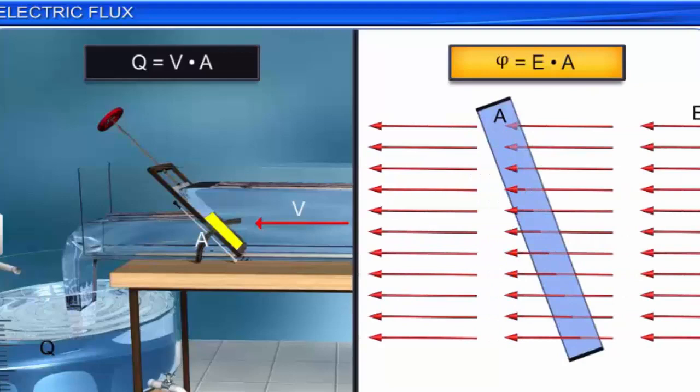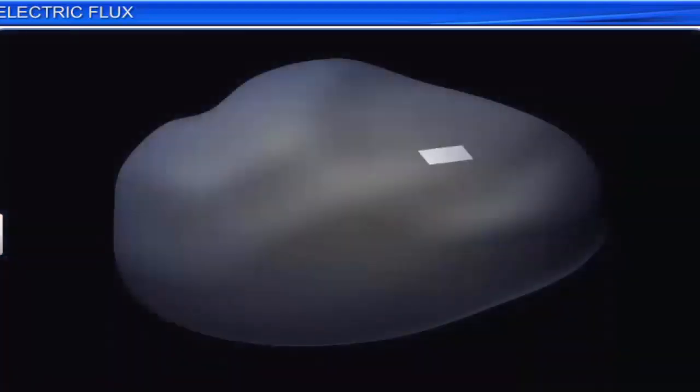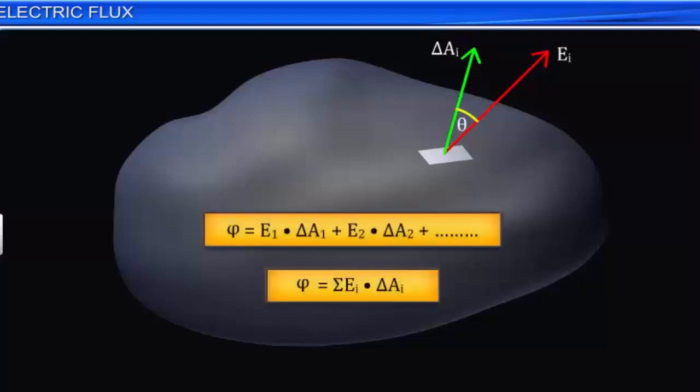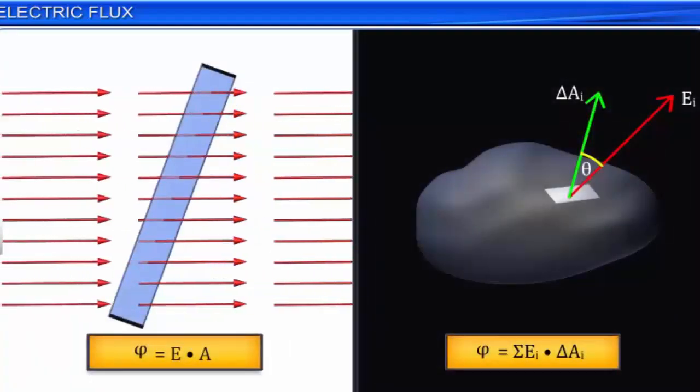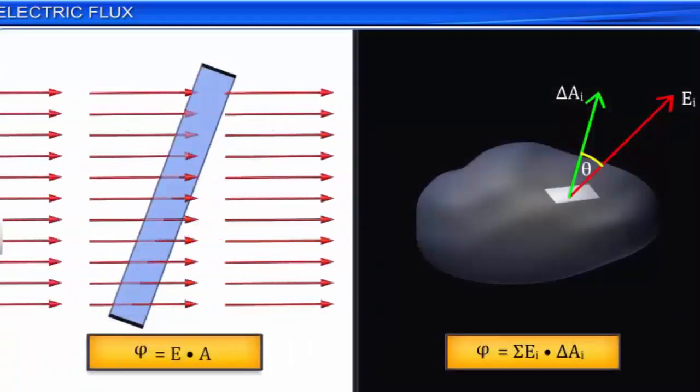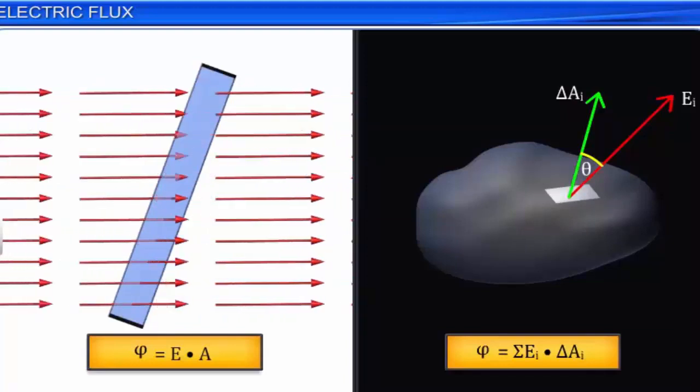We can now extend this equation to curved surfaces with electric field of different magnitudes and directions at different parts of a given surface. The SI unit for electric flux is Newton meter square per coulomb. This brings you to the end of this introductory module on electric flux. You will learn more about applications of electric flux in coming modules.